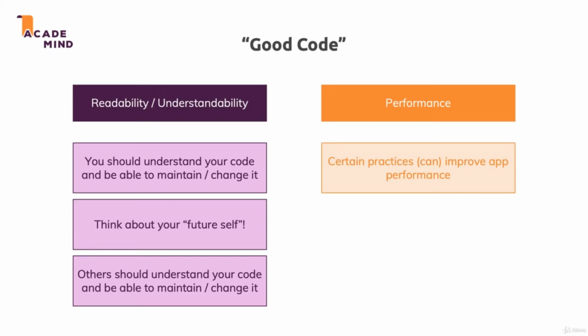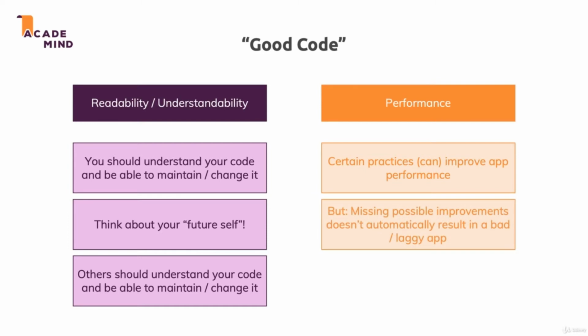Now, it's important to keep in mind that you will always miss certain possible improvements. And that's not automatically resulting in a bad or laggy app. We have very fast mobile devices, and the apps you're building might not be very performance hungry. So even if you can improve the performance, it might simply not make a difference to your users because your app is already pretty quick, even though you're not following every single best practice. Because you will always overlook some optimization opportunity.